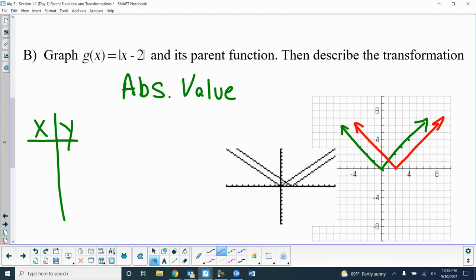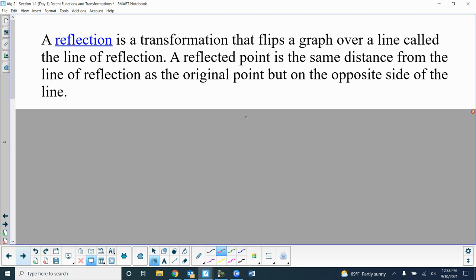Okay, so we getting the hang of this a little bit? Translations, reflection, another type of transformation. It flips the graph over a line called the line of reflection. A reflected point is the same distance from the line of reflection as the original point, but on the opposite side of the line. It's like our axis of symmetry, right? Like we did when we graphed. We went the same distance from either side of the axis of symmetry. It was like a reflection there.